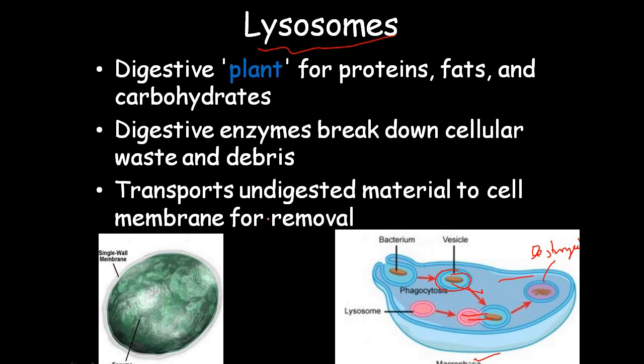So this complete process is also called phagocytosis, where the pathogen is destroyed by lysosomes. And lysosome also, when it bursts, the cell itself gets destroyed. It has enzymes in it.